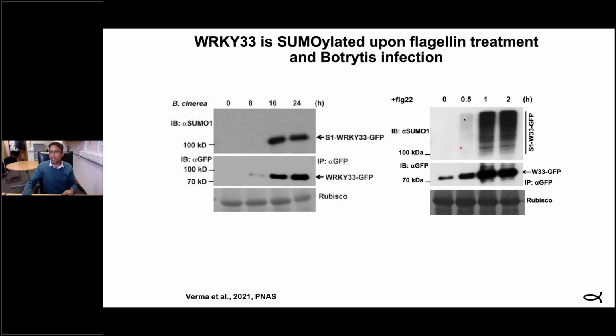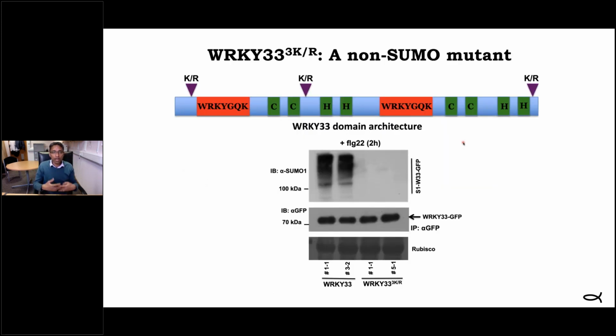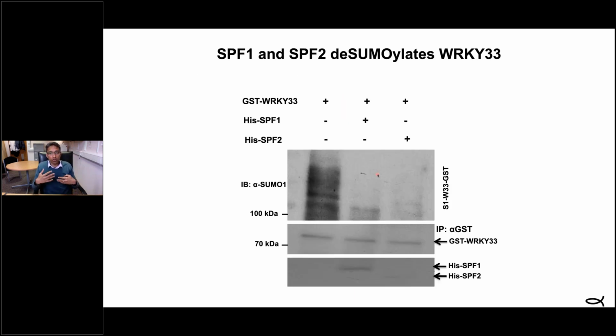And you can see here within minutes, we can start to see SUMO-conjugated WORK-E33 accumulating. We can find the SUMO sites and we can mutate them. And the SUMOylation here is gone. This is WORK-E33 3KR. There are 3 SUMO sites spanning across the protein, and when you mutate them, the SUMO conjugation is no longer there. We can also immunopurify these proteins, incubate the SUMO-conjugated WORK-E33 with the SUMO protease, and we can see that they start disappearing.